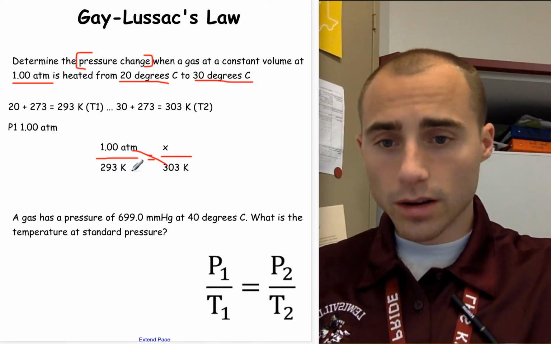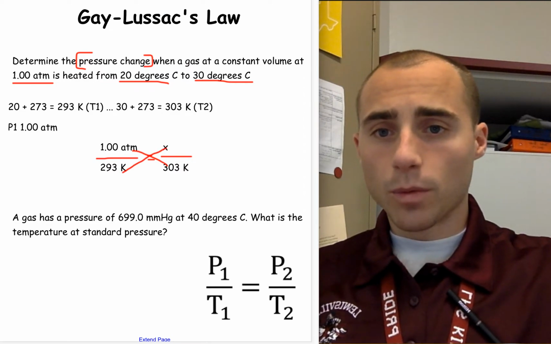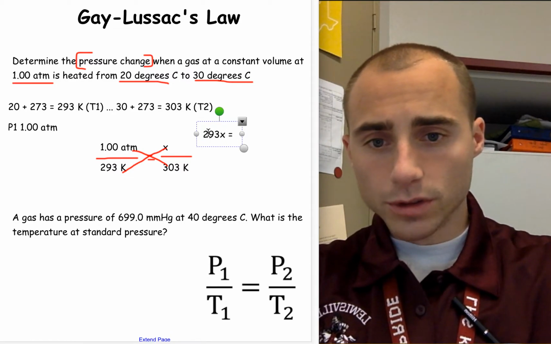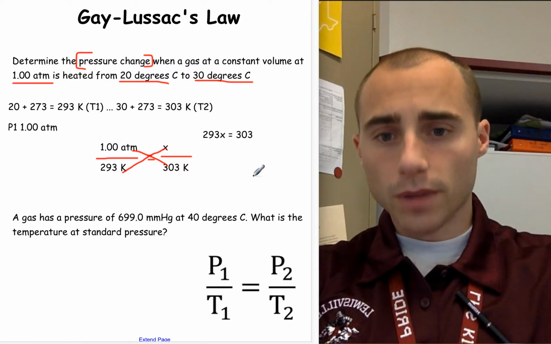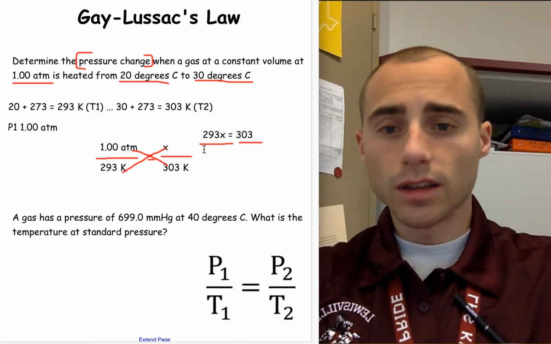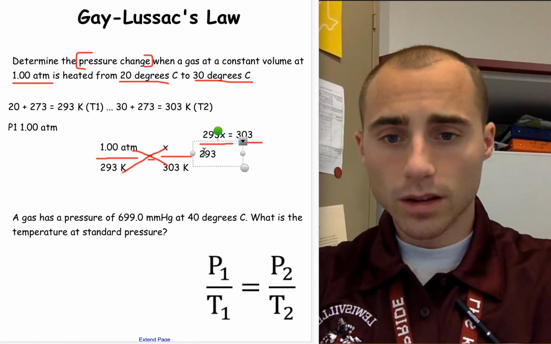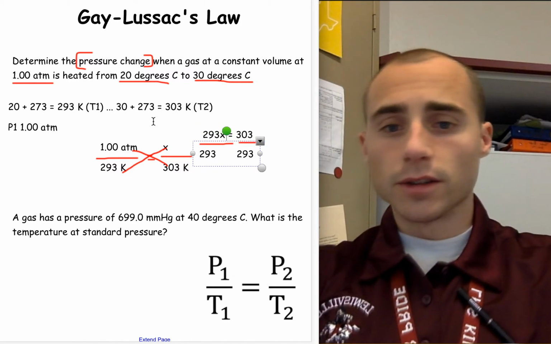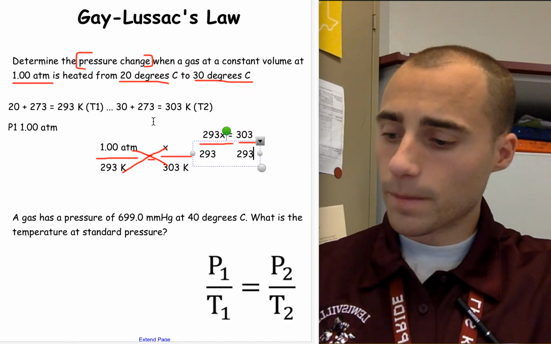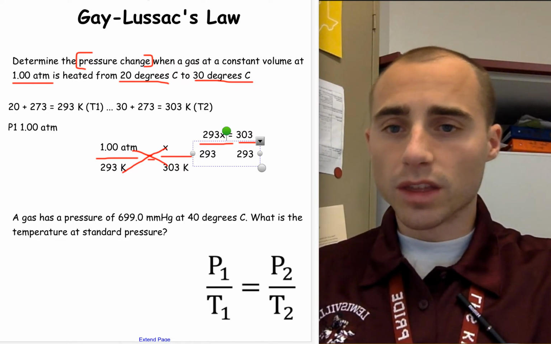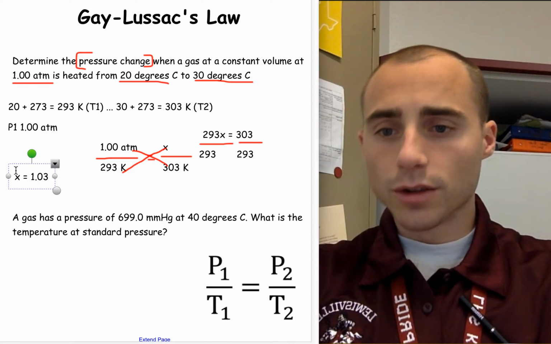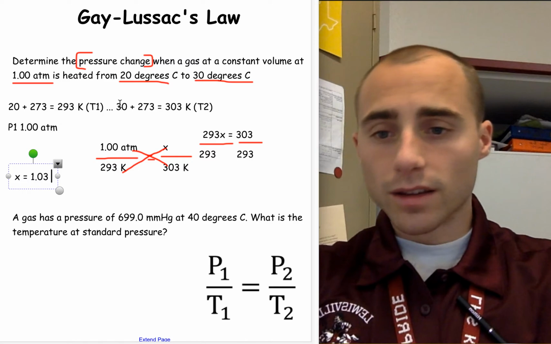So we come here, you end up with 293x equals 303. And then all we got to do from there is divide by 293. So if we do 303 divided by 293, you end up with 1.03. So we go x equals 1.03, and we were solving for pressure, so that is in atm.